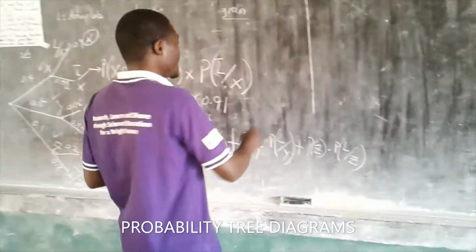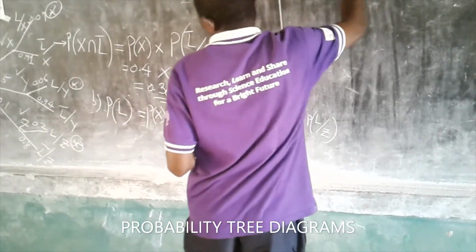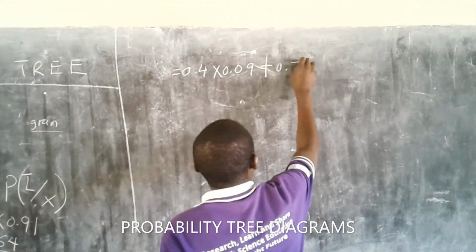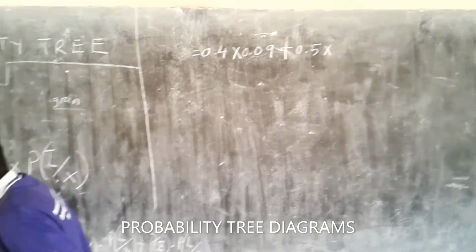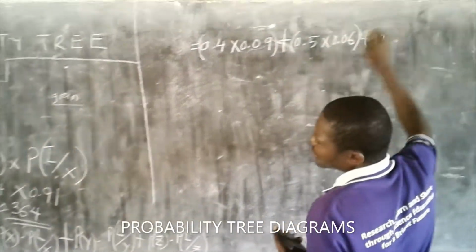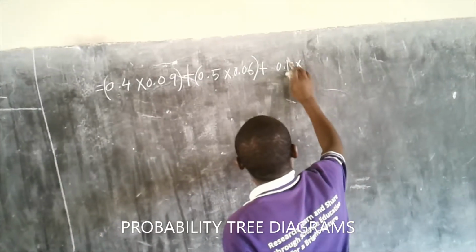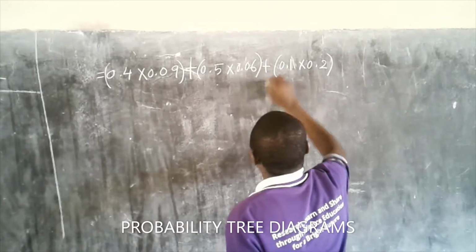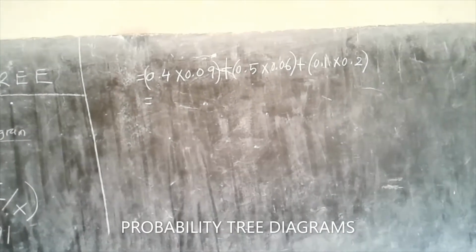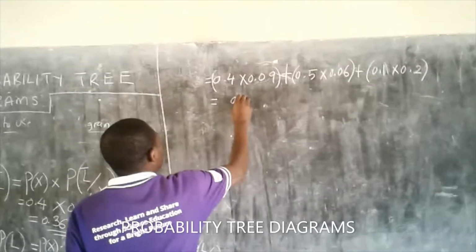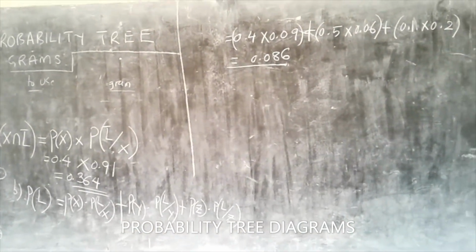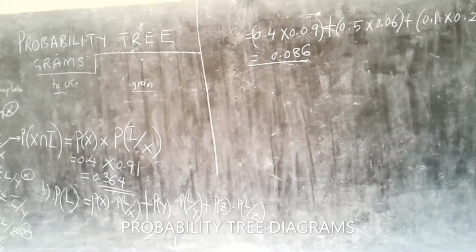So we shall have finally 0.4 multiplied by 0.09. We add 0.5 multiplied by 0.06. Then you also add 0.1 multiplied by 0.2. When you compute with your calculator, you will realize that the sum of those three products will give us 0.086 as the probability of arriving late, irrespective of where the bus is headed from.